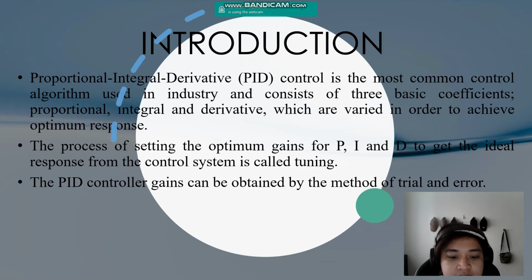For the introduction, proportional integral derivative (PID) control is the most common control algorithm used in industry and consists of three basic coefficients: proportional, integral, and derivative, which are varied in order to achieve optimum response. The process of setting the optimum gains for P, I, and D to get the ideal response from the control system is called tuning. The PID controller's gains can be obtained by the method of trial and error.